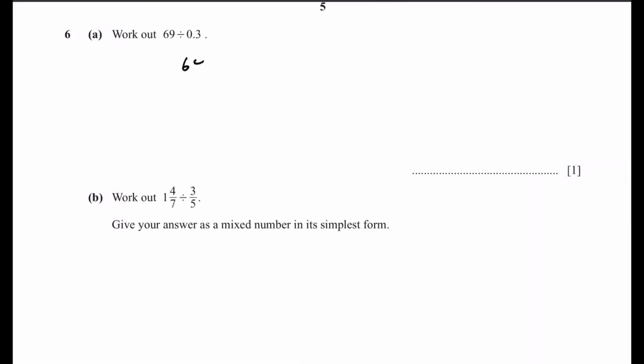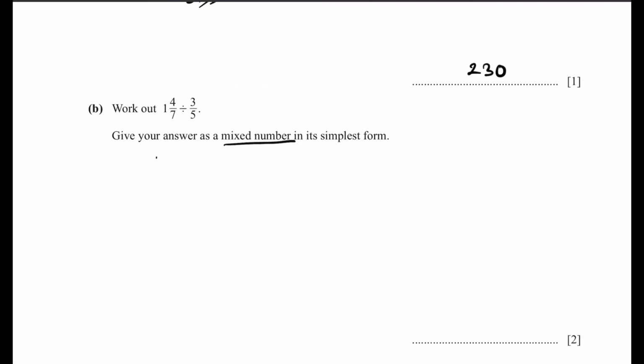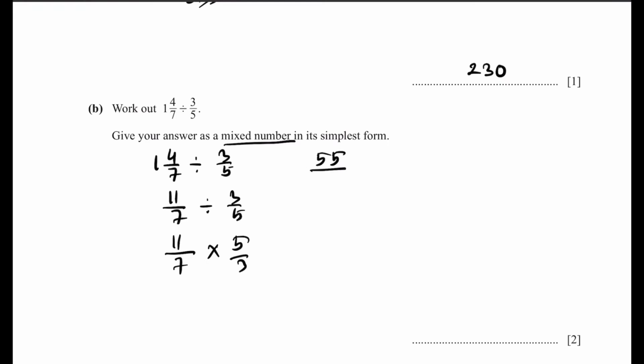Okay, here 6.9 divided by 0.3, remove the decimal, it is 69 divided by 3, which is 23. We must write the things in mixed fraction. First of all, let us change it into an improper fraction. 7 ones are 7, plus 4, 11 by 7, divided by 3 by 5. Let me write 11 by 7 times 5 by 3. So 55 divided by 21.